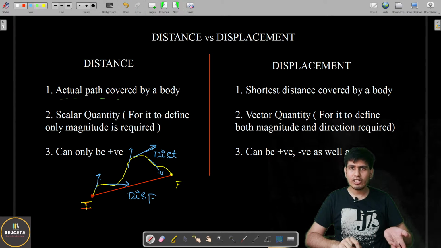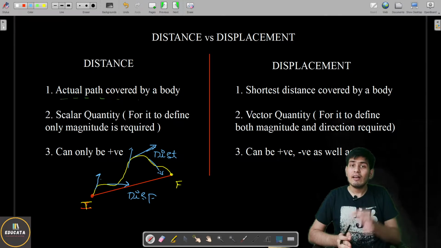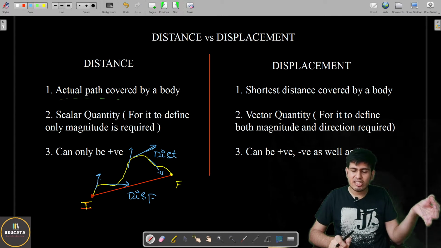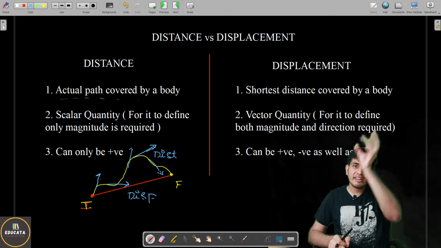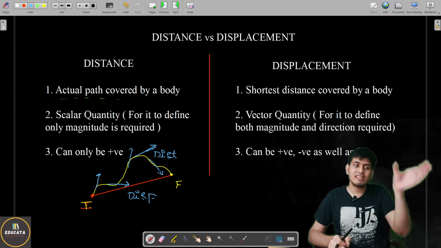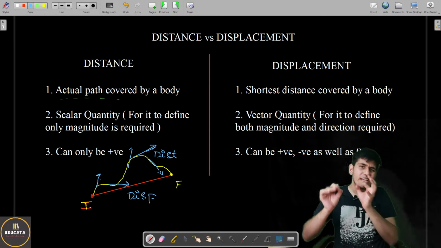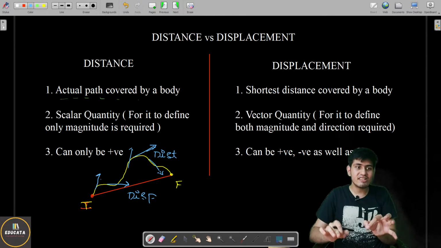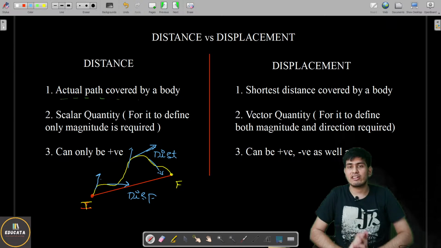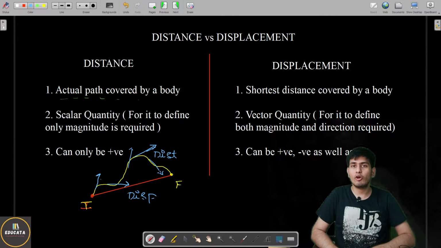So it is a vector quantity then? No, it is not a vector quantity. It is a scalar quantity itself, but it is having the direction, but we are only considering the magnitude. The only necessary part for this particular thing is the magnitude. We are ignoring the direction. It is having the direction, but we are ignoring the direction. This is the point you need to know.